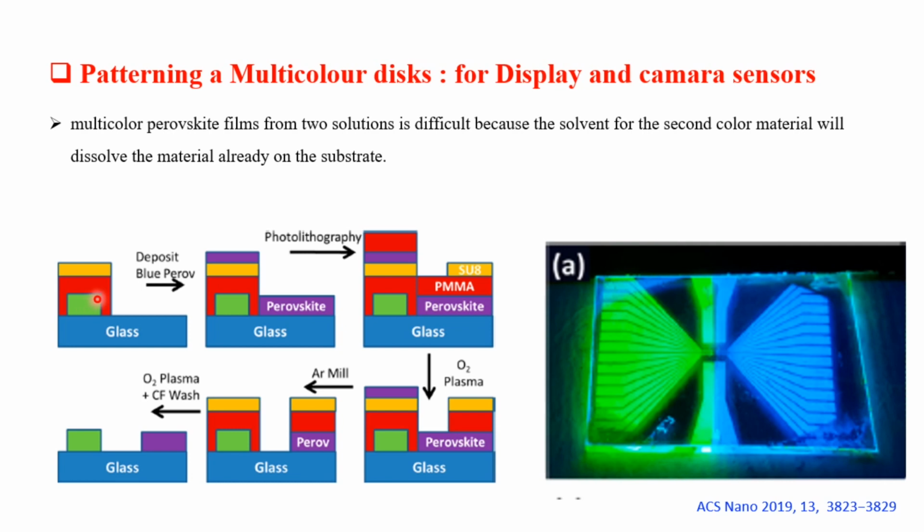Then after that, with some greater radius of this height we expose, and we found this also protects the side walls. Then we deposit the blue perovskite by spin coating, and the same process is followed to get the two different colors of disc. So here is the picture in which the green and blue are simultaneously patterned on the same chip.